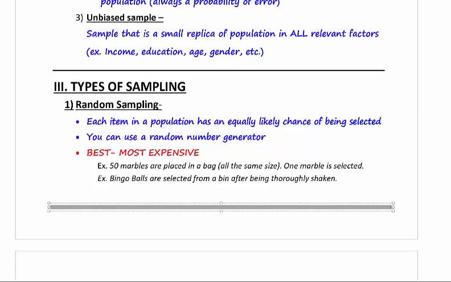Here are 2 examples, just so you see some right off the bat. If we had 50 marbles in a bag, and they're all the same size, so there's no distinguishing feeling on them, and you reached in, didn't look at anything, and picked 1 marble, every marble has the same chance of being selected. Another example: bingo balls are selected from a bin after being thoroughly shaken. Again, as long as the bingo balls are the same shape and size, when you reach in, they each have the same chance of being selected.